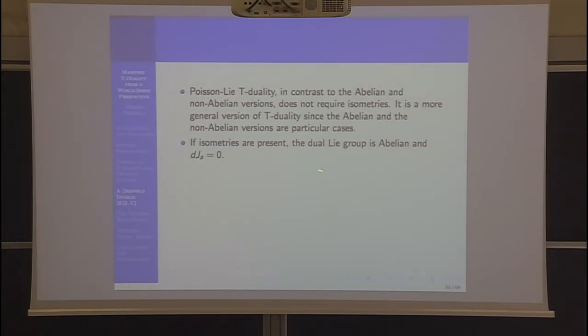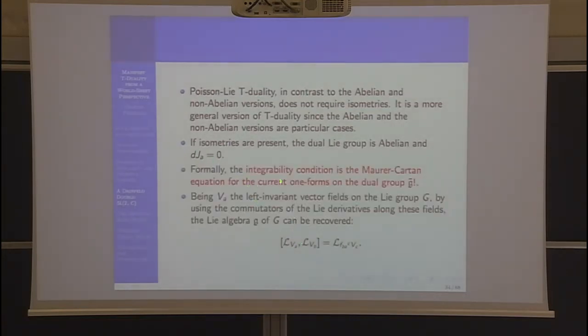If isometries are present, then the dual Lie group is abelian, and we have this relation: the currents are closed. Formally, the integrability condition is the Maurer-Cartan equation for the current one-forms on the dual group. And if we consider the left invariant vector fields on the Lie group G, by using the commutators of the Lie derivatives along these fields, we can recover the Lie algebra of G.